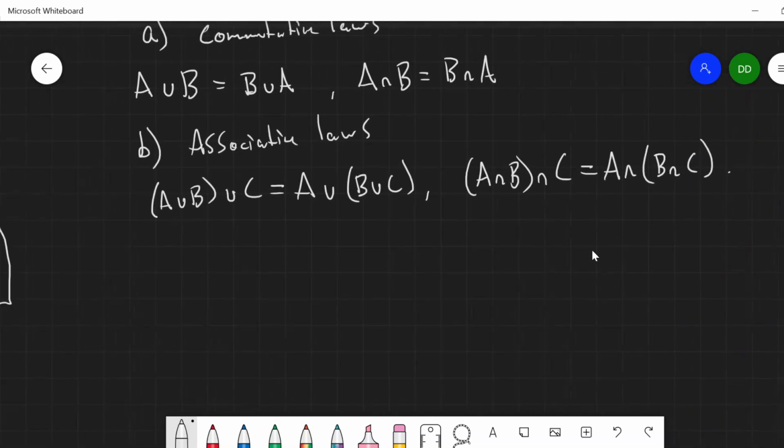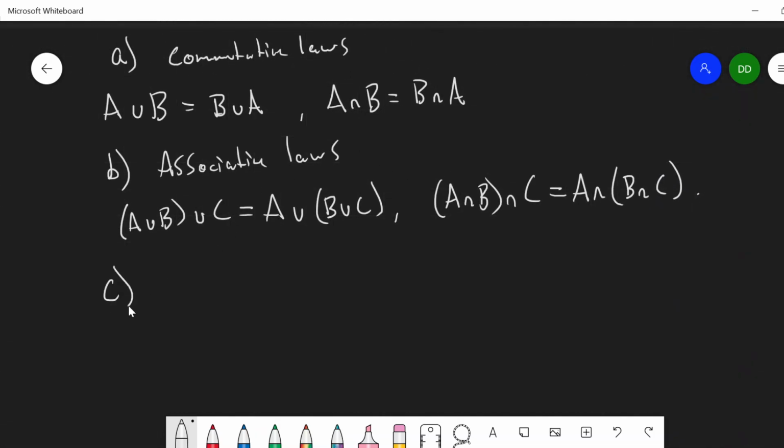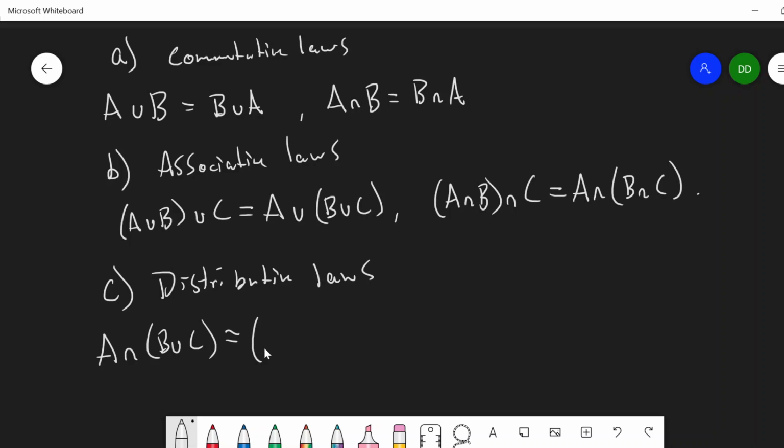So those are the associative laws. And then finally, we have these distributive laws, which are telling us how the two operations interact with each other. What is this saying? If I do A intersect B union C, how else can I do this? We could first do A intersect B and then take a union with A intersect C. So that's union over intersection.